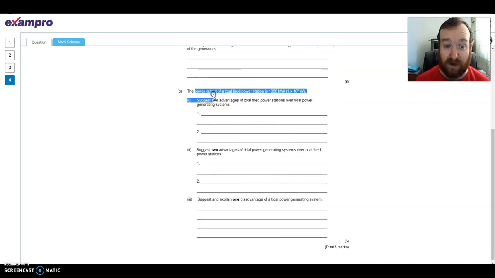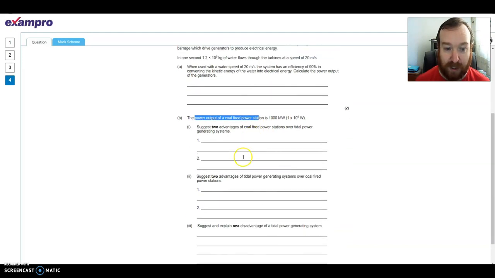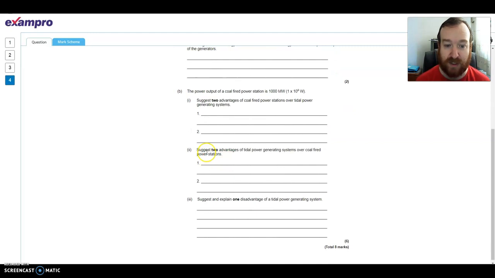Okay? The power output of a coal-fired power station is 1,000 megawatts, 1 times 10 to the 9 watts. So give 2 advantages of coal power stations over tidal. So you've got 1. Compare it with the amount of energy. I would imagine that the coal is going to produce more energy. 2, okay, cheaper. Okay, doesn't impact rivers. So give 2 advantages of using tidal. It's renewable. It does not give out greenhouse gases.